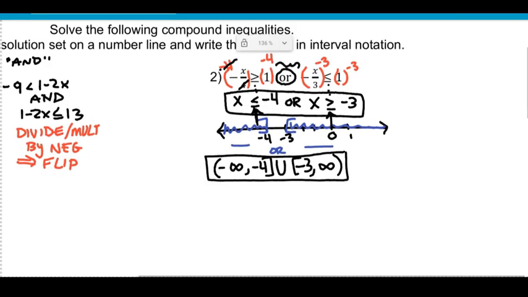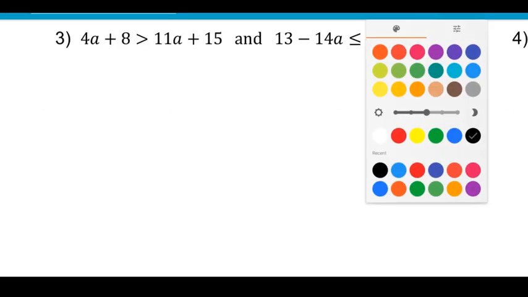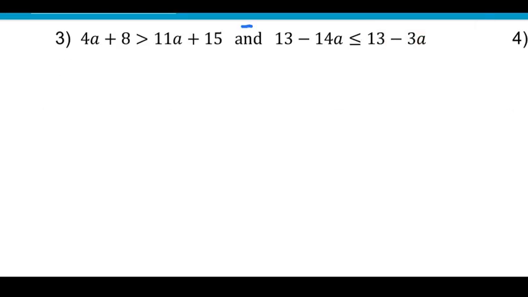So let's keep going. We're going to take a look at number 3 over here. The first thing that we actually want to pay attention to is the connection word. It's an and. So what we're really looking for here is where these two inequalities overlap or where they intersect. And we'll talk about that more after we solve. So let's solve each one at a time, and then we'll look for the intersection.